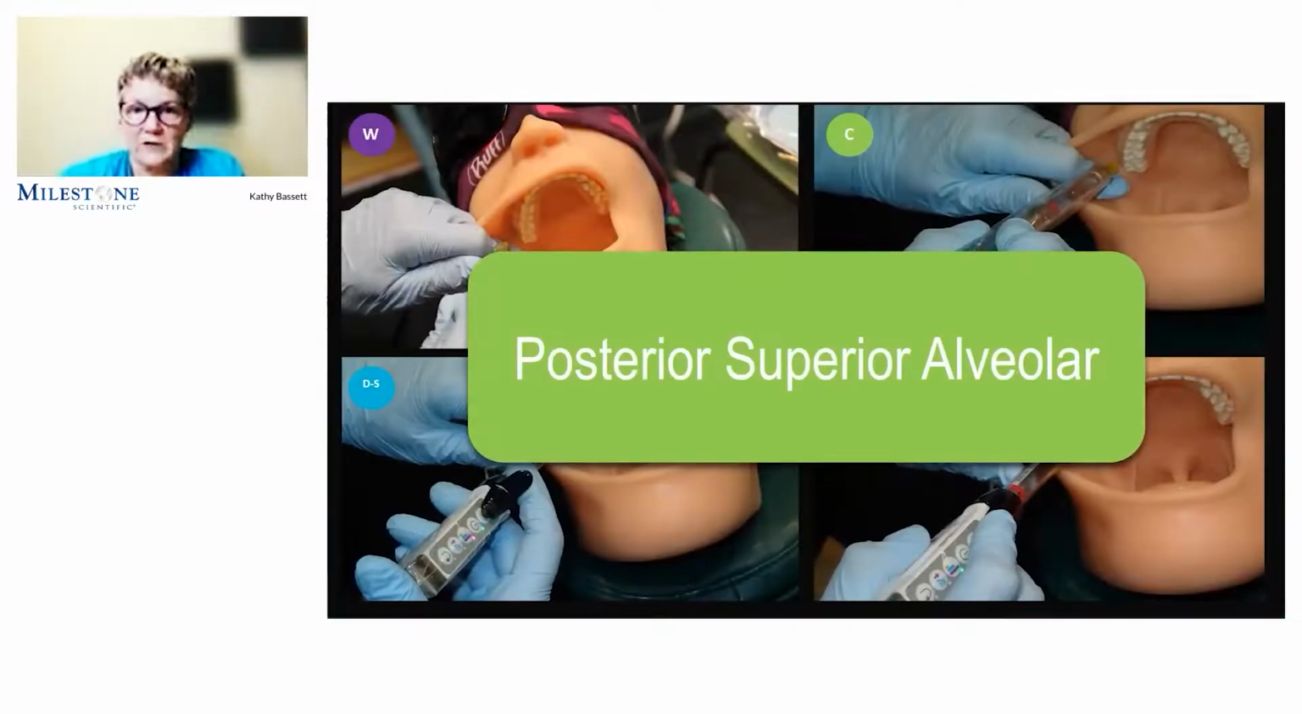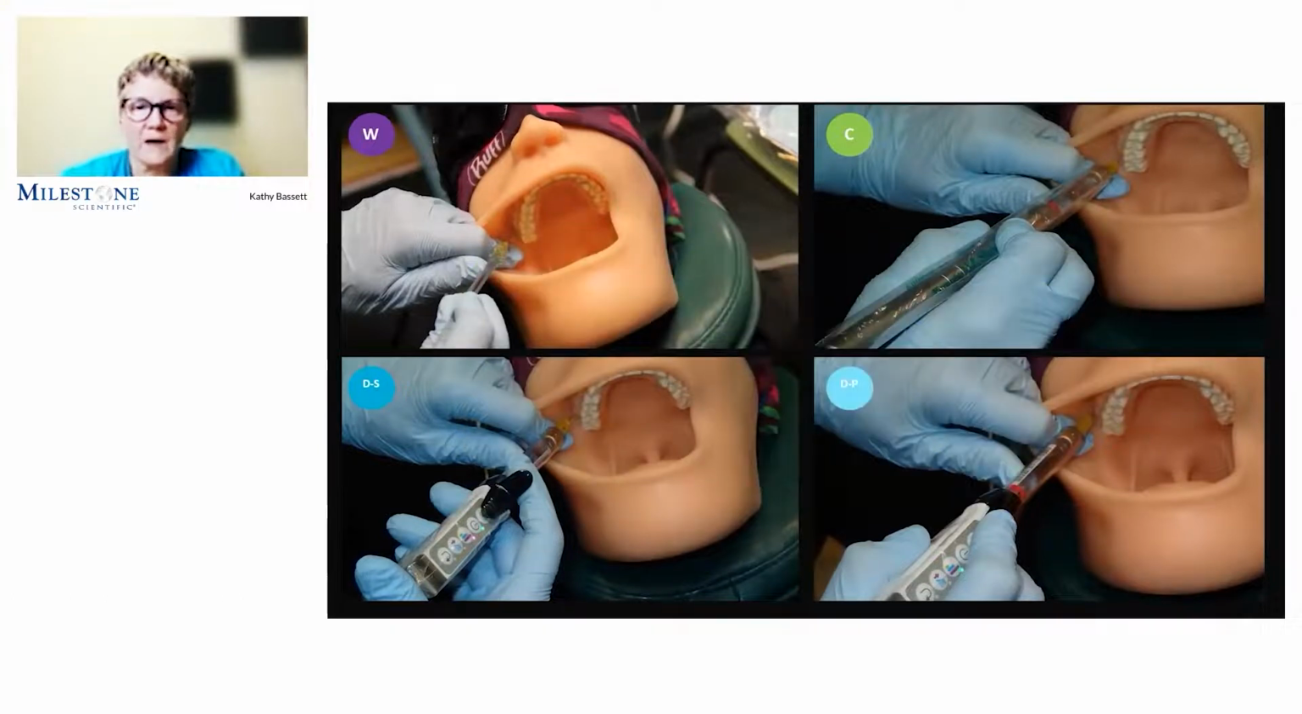So let's just quickly look at the PSA coming around clockwise. A PSA with the wand, a PSA with the CCLAD, and then the bottom 2 is doing a PSA with each of the DentaPen devices.